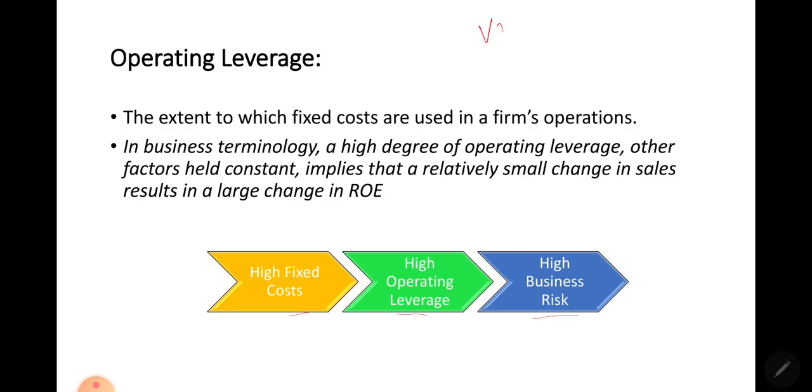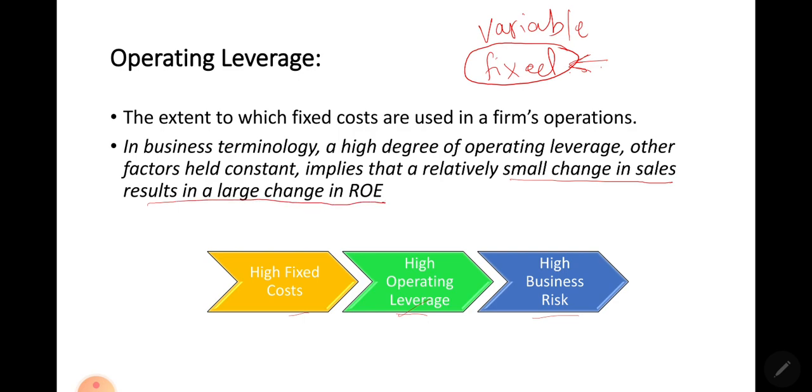So you have two types of costs. You have variable costs and you have fixed costs. If a business has high operating leverage, that business will have a higher proportion of fixed costs relative to the variable costs. And this higher proportion of fixed cost would mean that even a small change in sales results in a large change in return on equity.